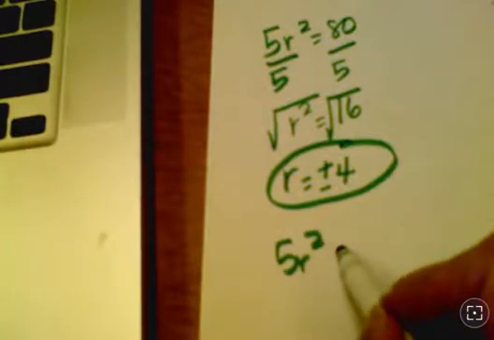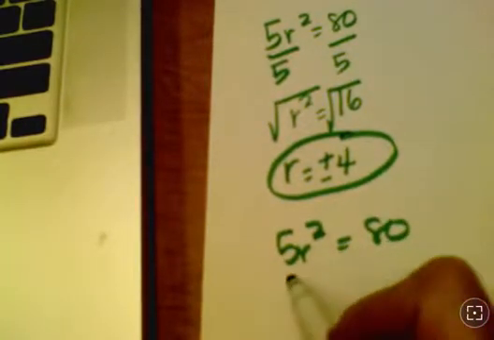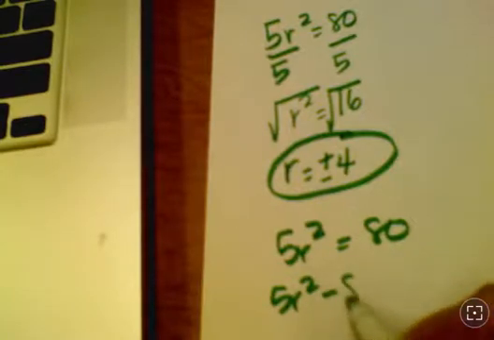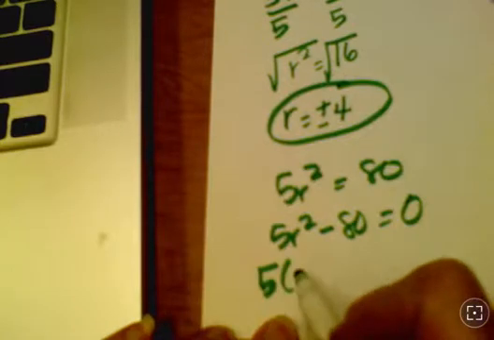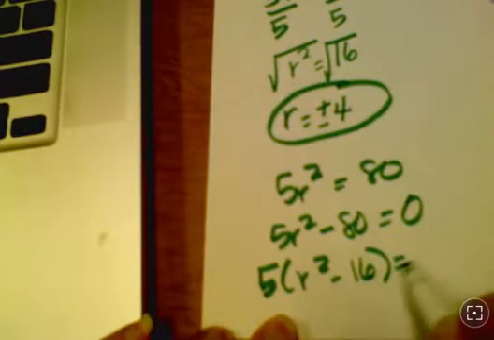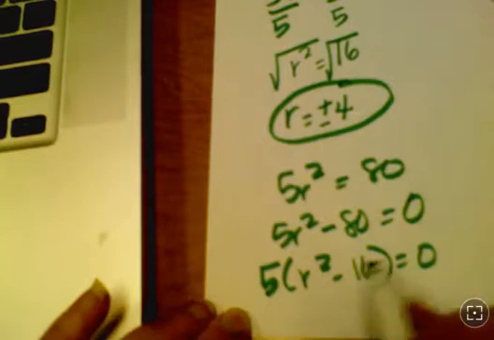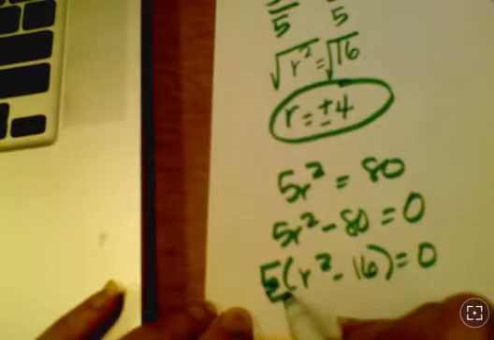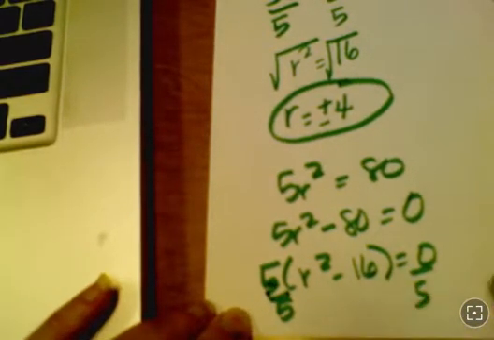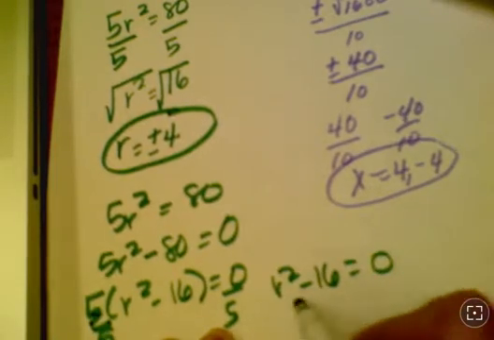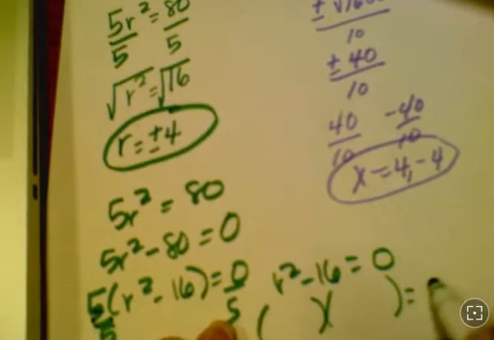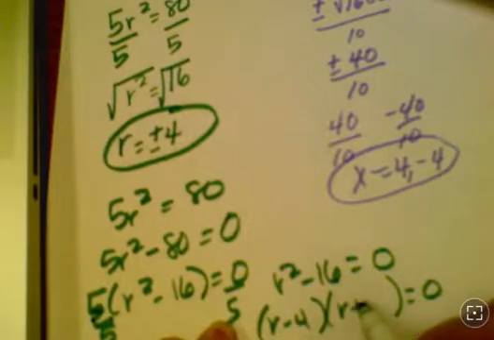5r squared is equal to 80. I'm going to bring the 80 over. 5r squared minus 80 equals 0. I'm going to factor out a 5. r squared minus 16 equals 0. The 5 cancels out. I'm going to divide both sides by 5. And I get r squared minus 16 equals 0. This is a difference of squares, so I can factor it. r minus 4, r plus 4. So r will equal plus or minus 4.